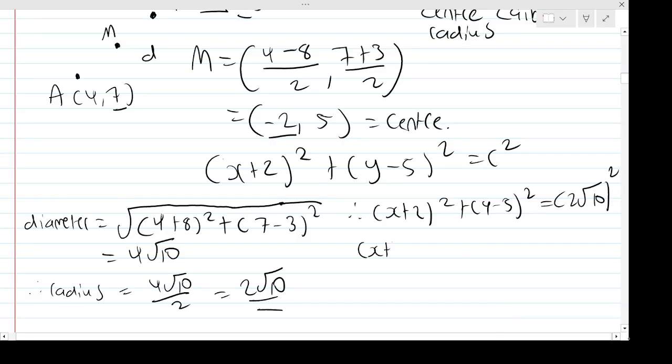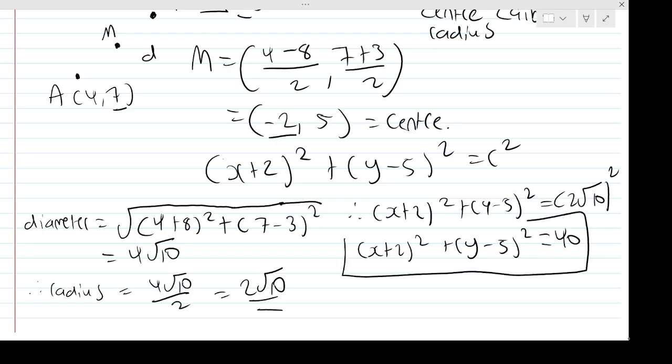Therefore, if we simplify this, we get x plus 2 all squared plus y minus 5 all squared is, if you put 2 root 10 squared in the calculator, you get 40, okay. There we are, we've got the equation there.